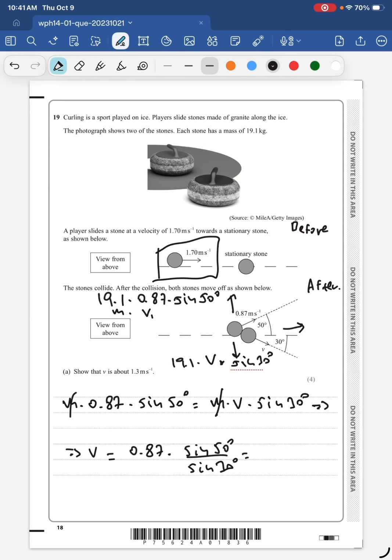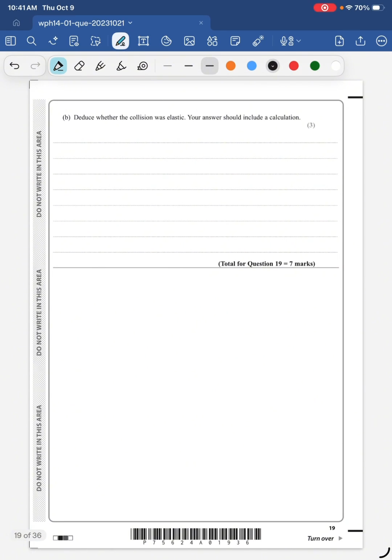And if we do the calculation, we find 1.33 actually meters per second, which is about equal to 1.3 meters per second. So case solved. Part B, deduce whether the collision was elastic. Your answer should include a calculation.